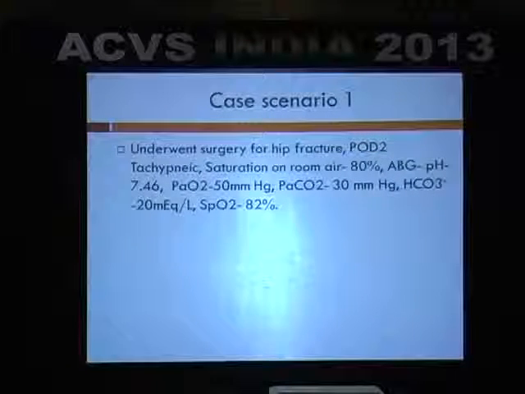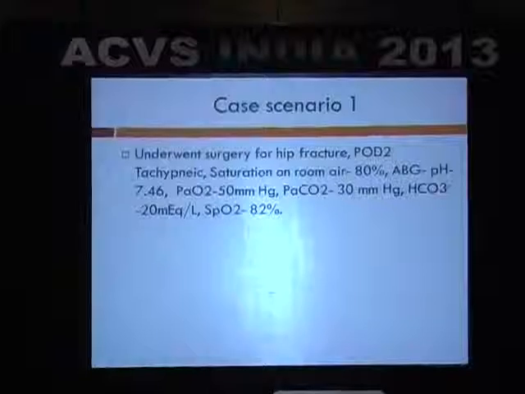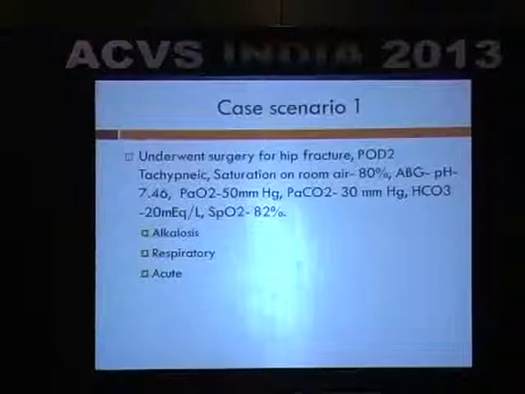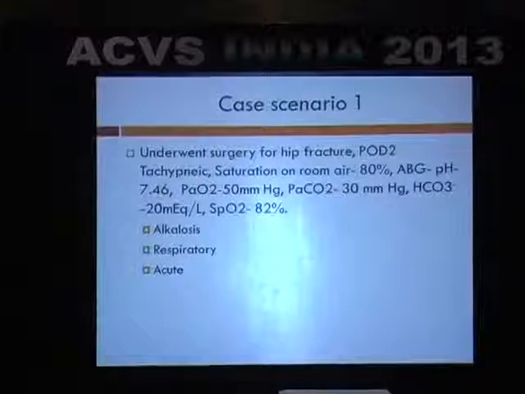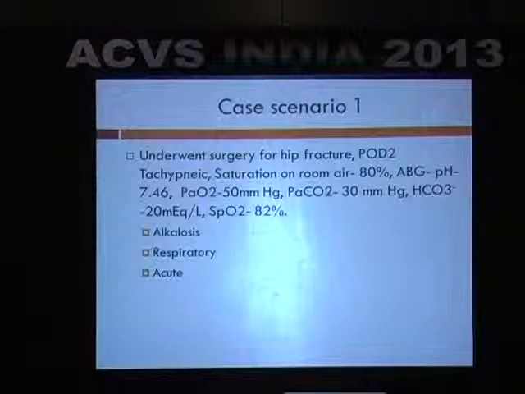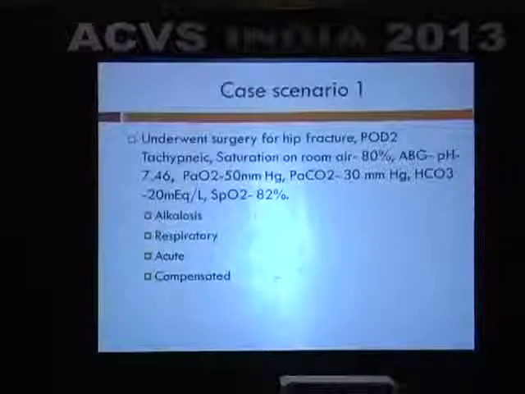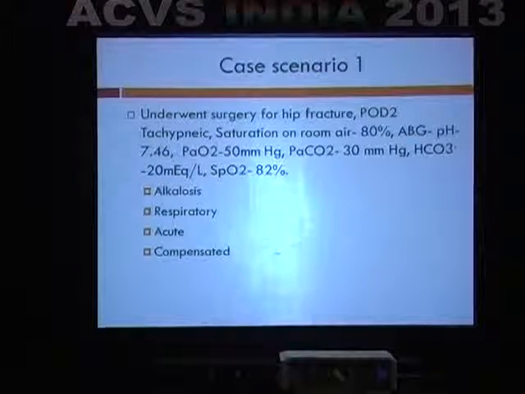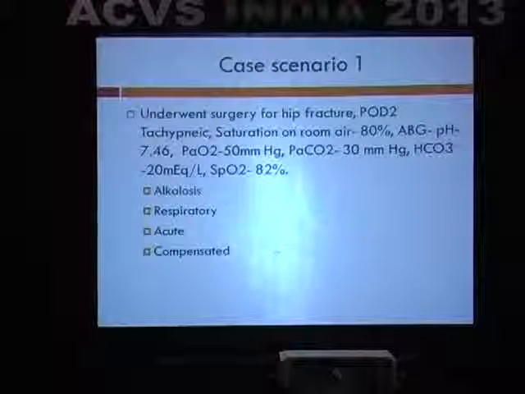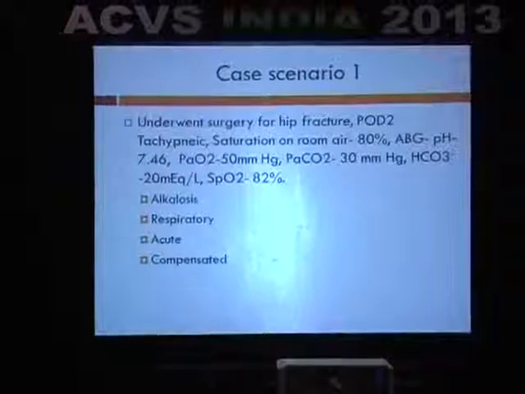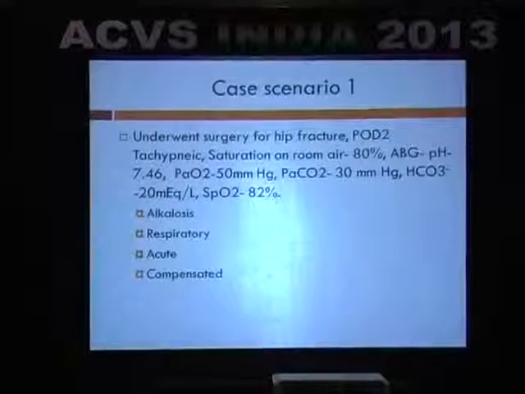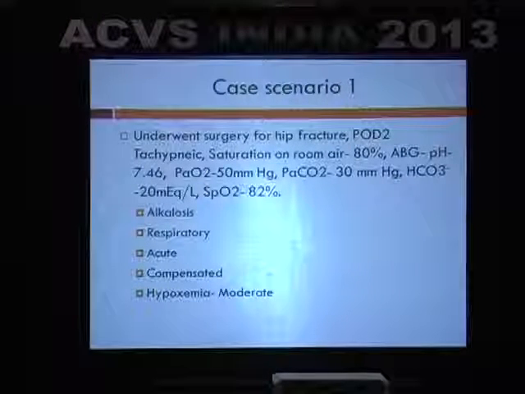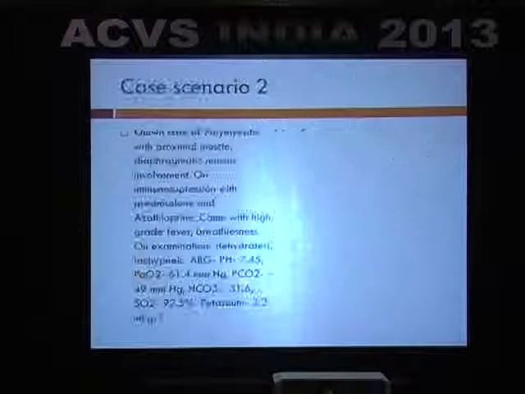This is alkalosis, respiratory alkalosis. So is the compensation correct? It is acute, because the patient had a 1 day history of breathlessness, so it is an acute respiratory alkalosis. So what do you think will be the compensation? For every 10 decrease in carbon dioxide, the bicarbonate should reduce by 1 millimole. So this patient has compensated respiratory alkalosis, and the hypoxemia was moderate, because the PaO2 level was 50 mmHg.